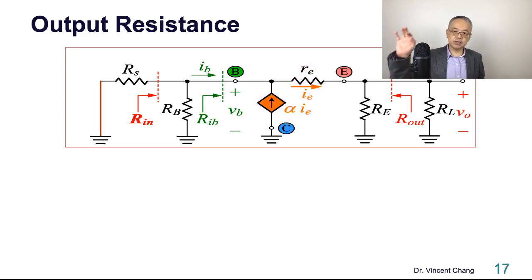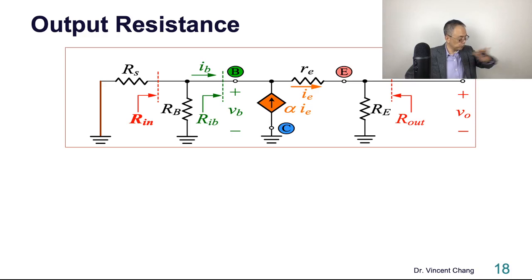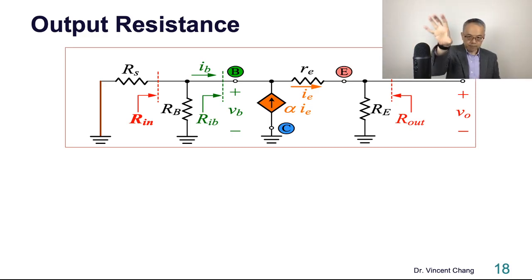For the output resistance, the first step, ground. Set the signal source to short circuit. So ground the left-hand side of the RS. And then the second step, remove RL. So what do you see? You see RS, RB, RE, and capital RE, right? Parallel, series, and parallel.